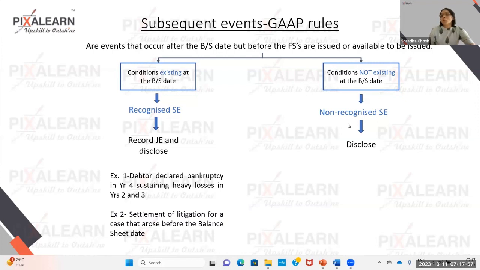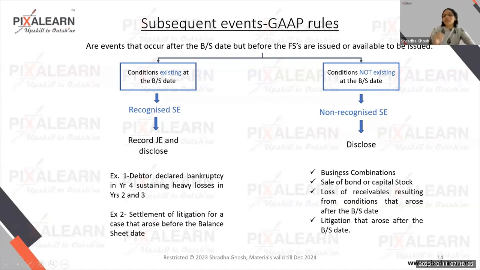Now the question is, what if that event did not exist as at the balance sheet date? Let's say there is a new thing that has come up. The best way to remember this is through examples. I have got into a new business combination. I suddenly sold off a major chunk of my capital stock. There was a debtor who had no problem. He was a fully well performing debtor, but suddenly something happened after the balance sheet date, which made me know that yes, this debtor will not pay me. Something which did not exist.